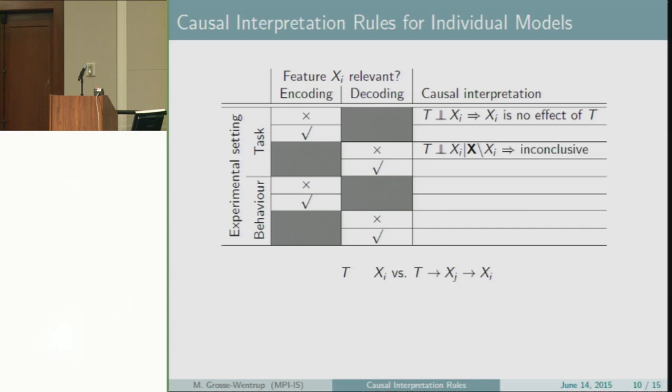Yeah? So if you find that a feature in a decoding model in a task-based setting is irrelevant, you can't really conclude anything from that. You don't know whether it's an effect or not. So what about relevant features in encoding models in a task-based setting?